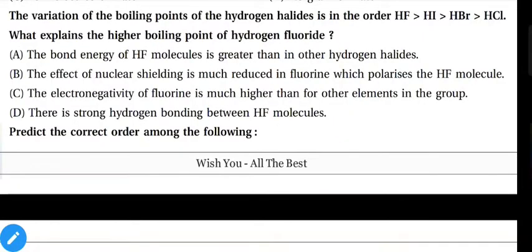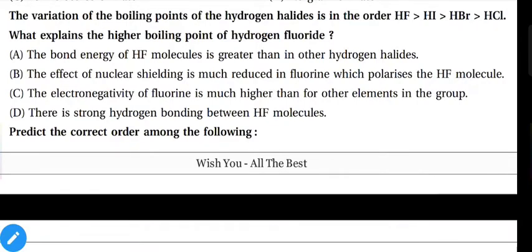Next question: the variation of boiling points of hydrogen halides is in the order HF is greater than HI, is greater than HBr, is greater than HCl. What explains the higher boiling point of hydrogen fluoride? So 4 options are mentioned. Obviously we know that in the remaining options we have intermolecular attractive forces.